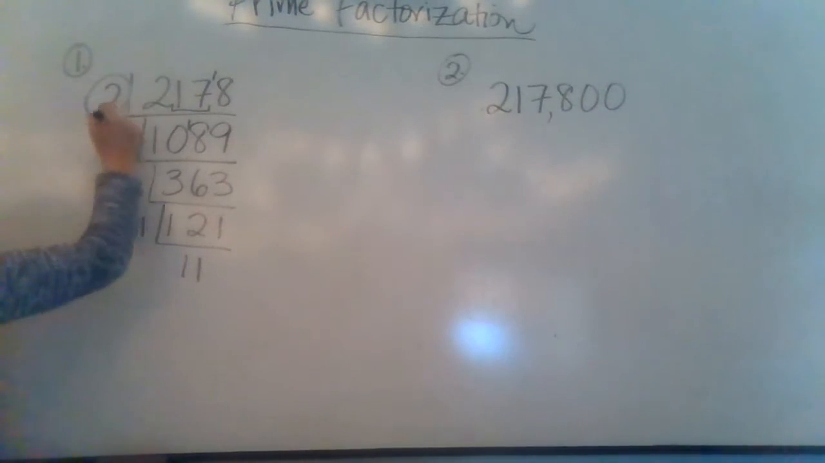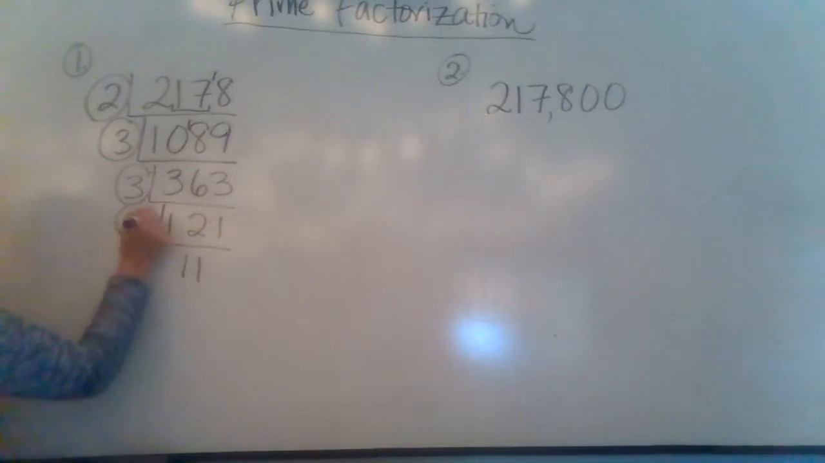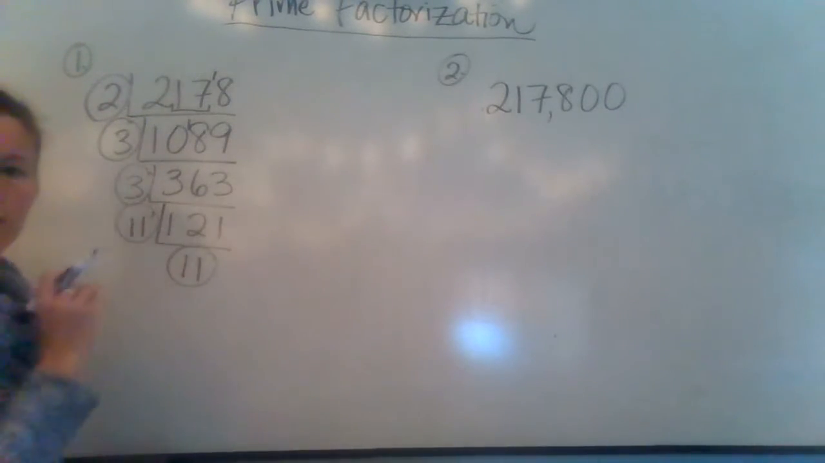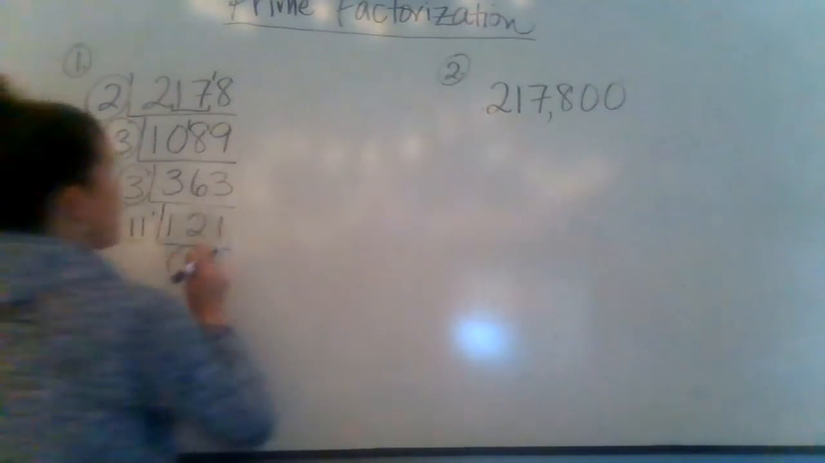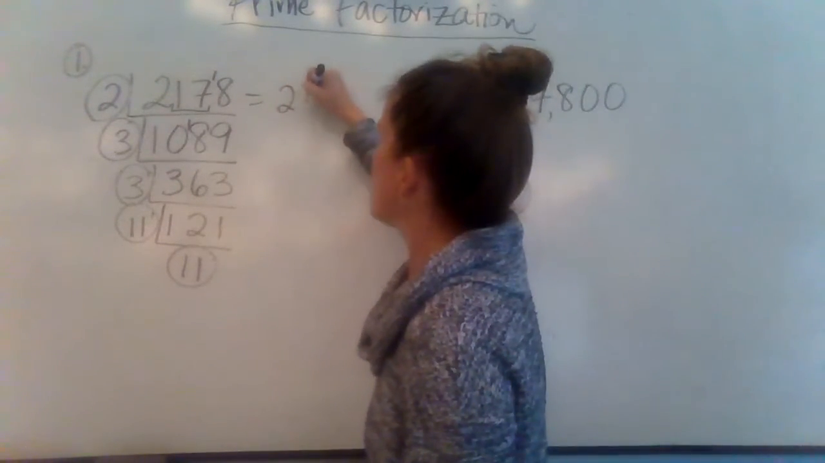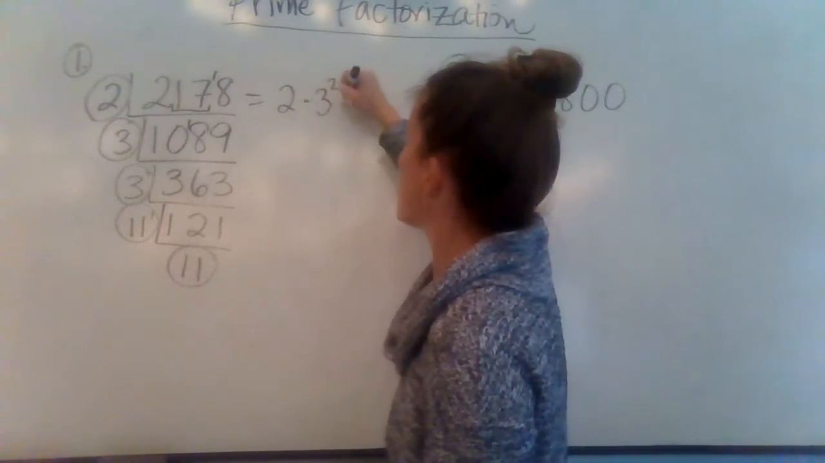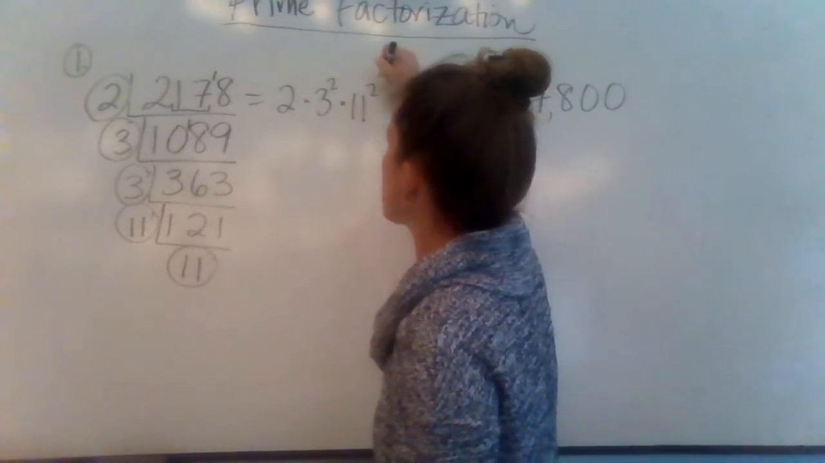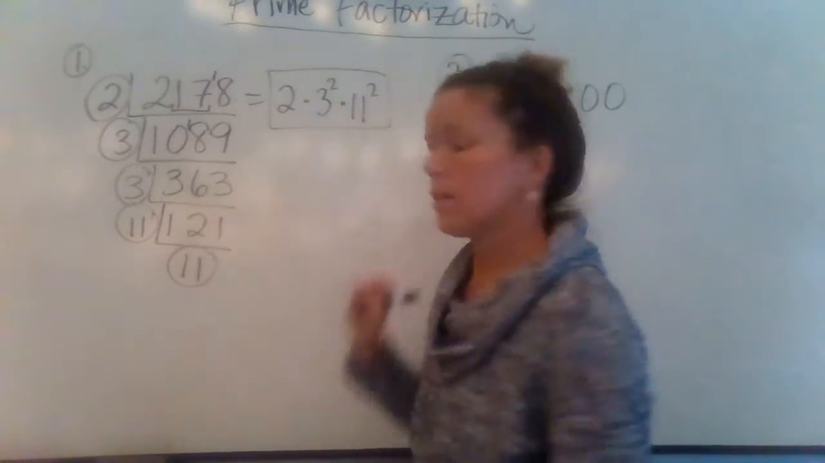So if I look at all of my prime factors that showed up on the outside of my upside down division, I can put them together. So I can come up here and I can say, well, this is 2 times 3 squared times 11 squared. Okay?